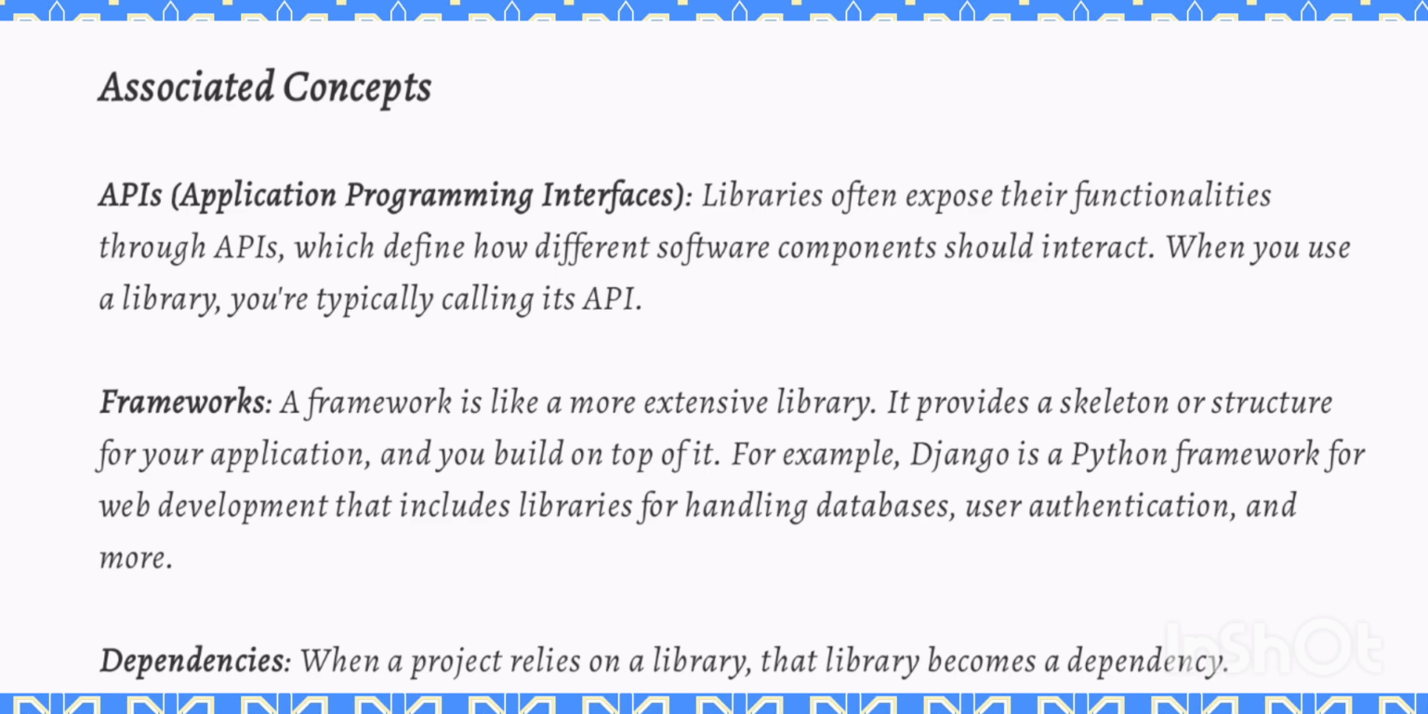Frameworks. A framework is like a more extensive library. It provides a skeleton or structure for your application, and you build on top of it. For example, Django is a Python framework for web development that includes libraries for handling databases, user authentication, and more.